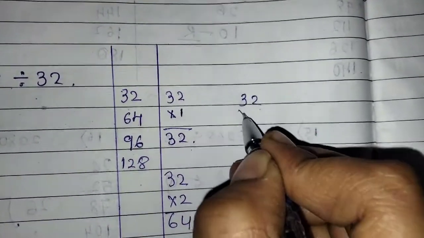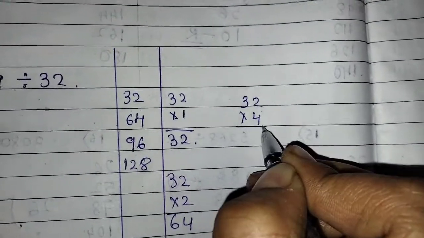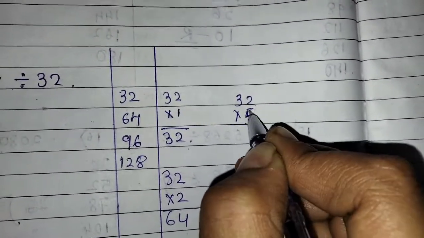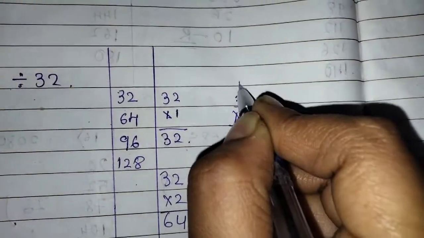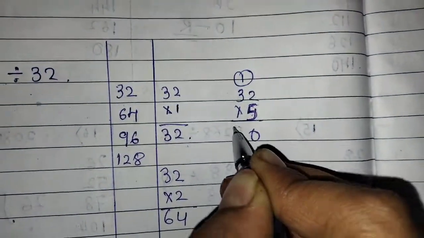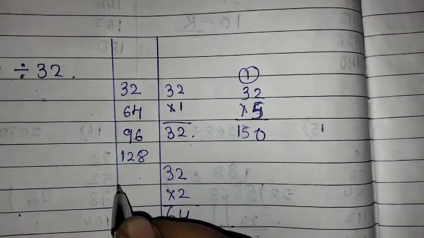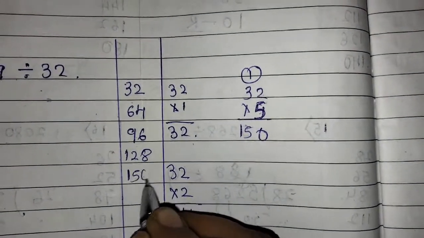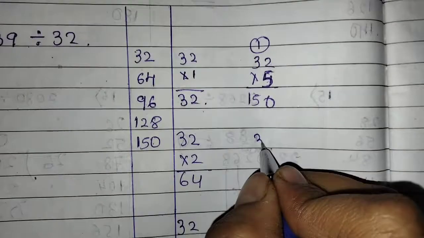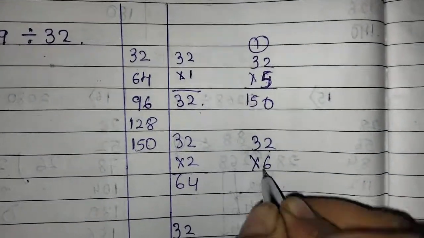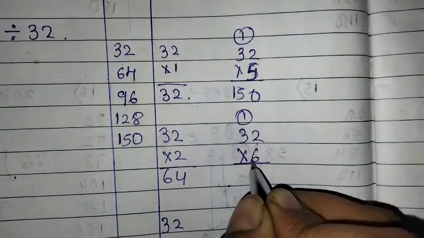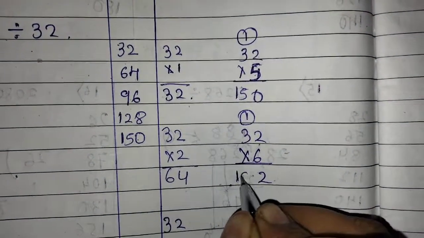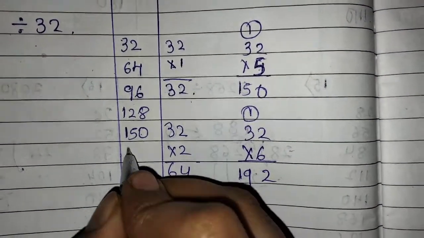Next, 32 into 5: 5 twos are 10, 5 threes are 15, 150. Next, 32 into 6: 6 twos are 12, carry 1 here. 6 threes are 18 plus 1, 19, 192.